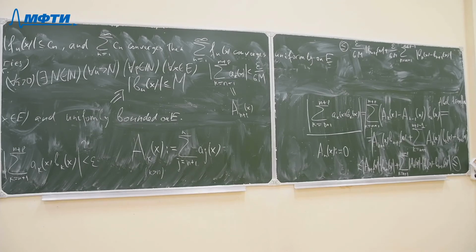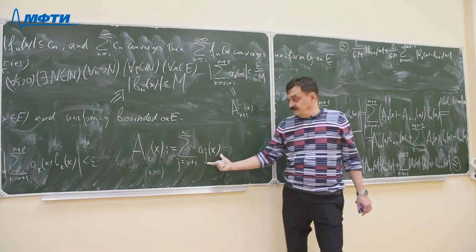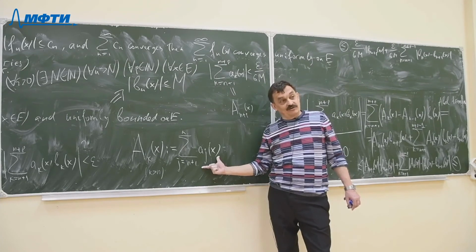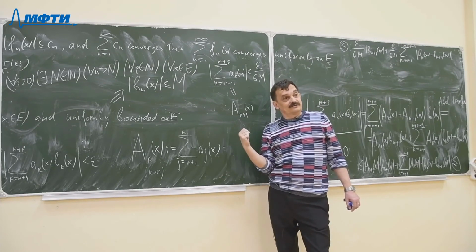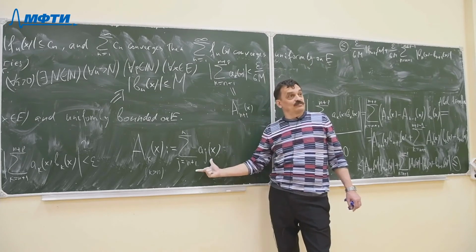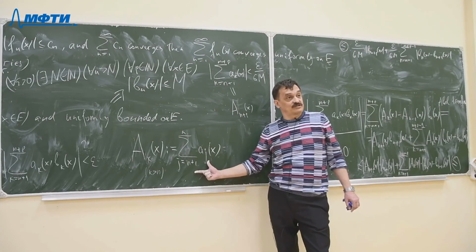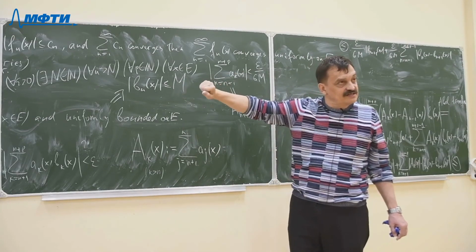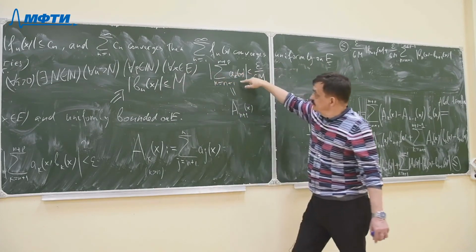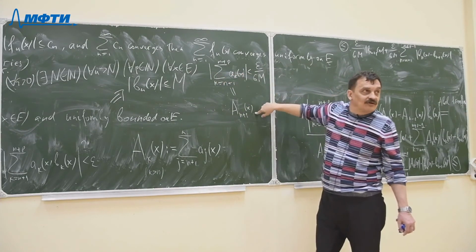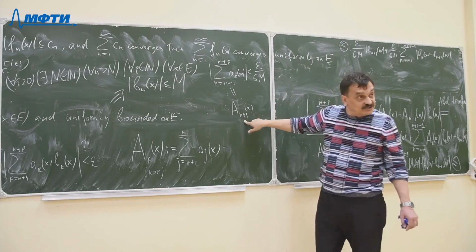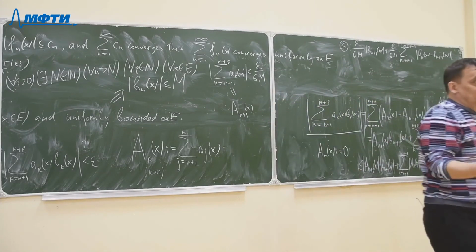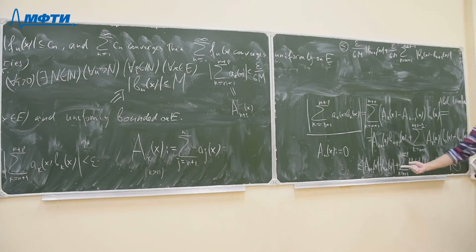So, before, we could estimate capital A only by a constant, right? Because we supposed only boundedness, uniform boundedness of partial sums, nothing else. Now we suppose uniform convergence of this series, and it guarantees that all capital A with sufficiently large numbers are small, very small. And that is what we use here. Capital A are small, but little b are bounded.